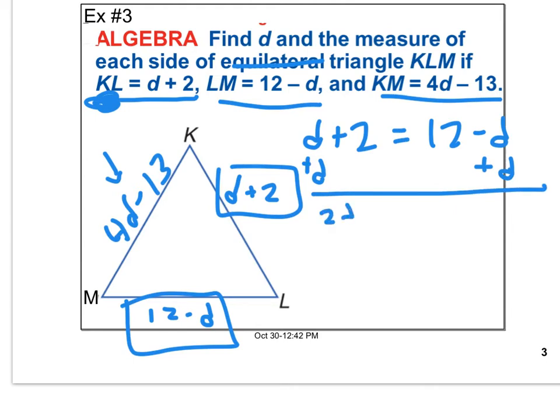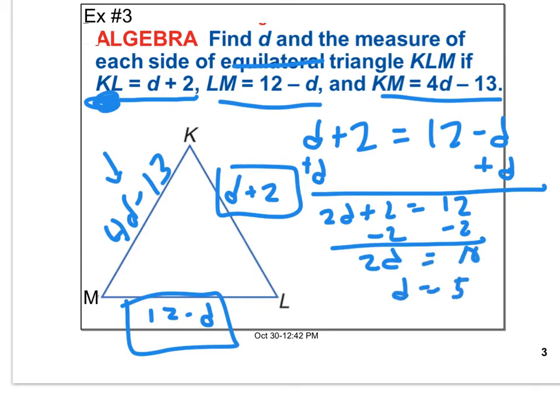You get 2D plus 2 equals 12. Then you minus 2, 2D equals 10. Divide by 2, D equals 5. So that's D. It said find D. Yes, I did it. And the measure of each side.